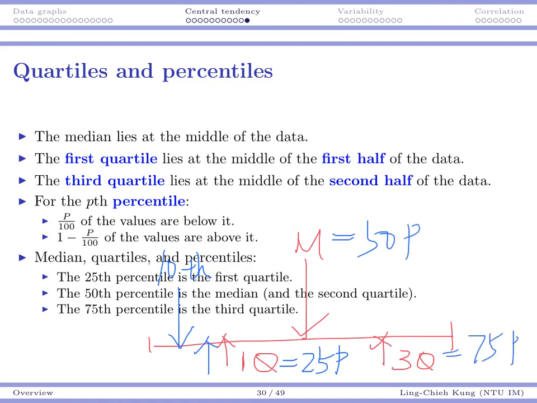I will stop talking about quartiles and percentiles here, and I guess we will not use them frequently this semester. They are useful when you want to describe your data, but for inference they are not so useful, and that's why I will stop here. You may need to know the concept, but for inference we just don't use them. Okay, so thank you.